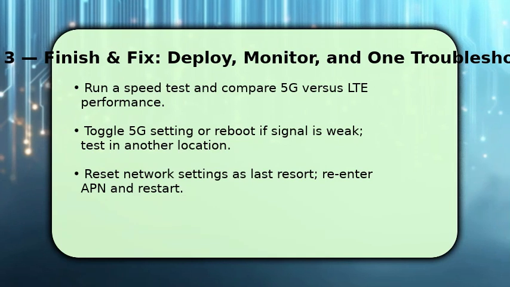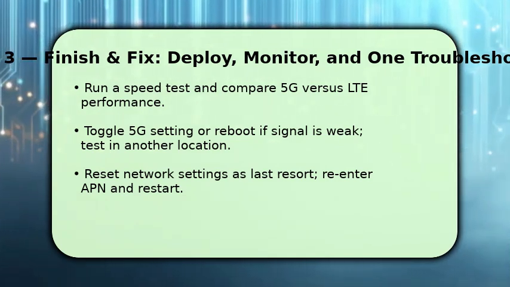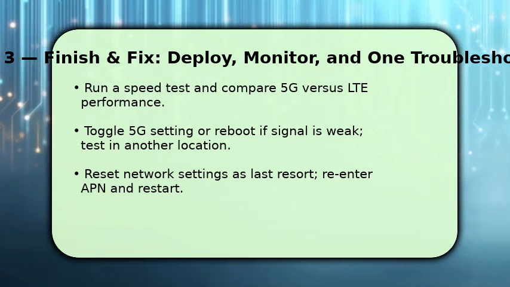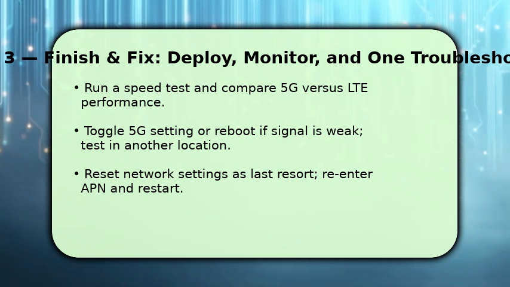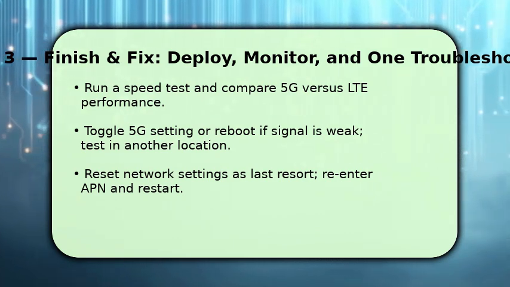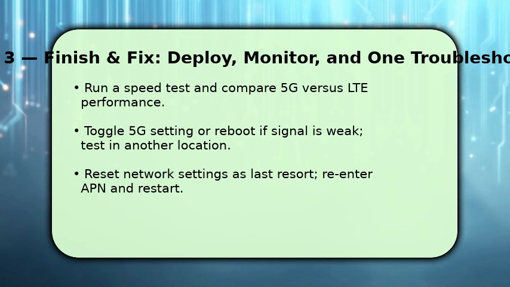Finally, verify and troubleshoot. Run a speed test to confirm higher throughput. 5G will typically show lower latency and faster download speeds versus LTE. If you don't see 5G, make sure you are in a coverage area, then try toggling the preferred network to force a reconnection or reboot the phone.